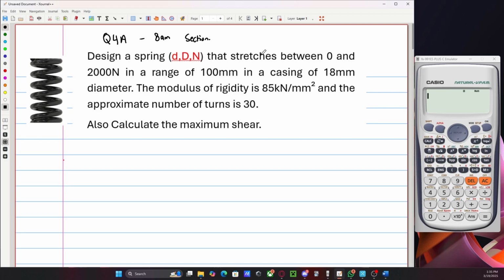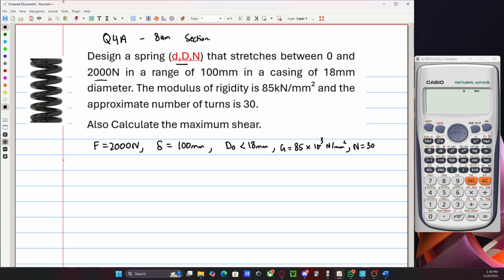Now, the question is: design a spring that stretches between 0 and 2000 newtons. So we're given F equals 2000 newtons, a range of 100 millimeters, so that means our delta is 100 millimeters, and a casing of 18 millimeter diameter, so our outer diameter D_O needs to be less than 18 millimeters. Our G is given as 85 kilonewton per millimeter squared. And the approximate number is n equals 30.